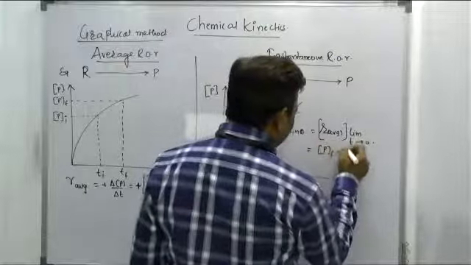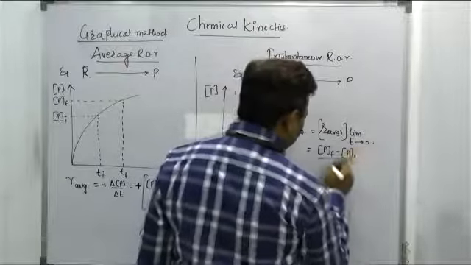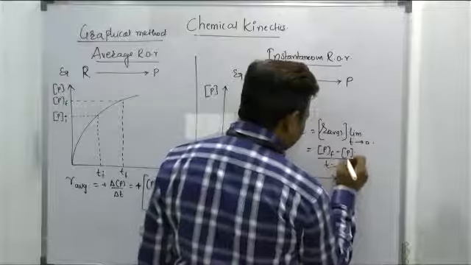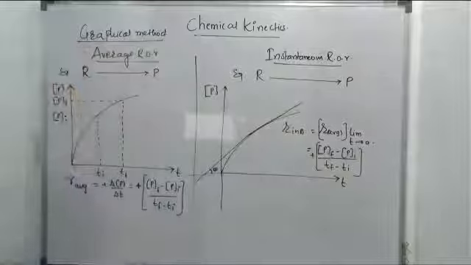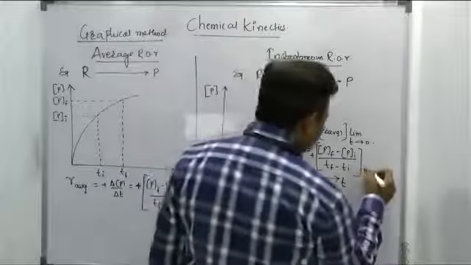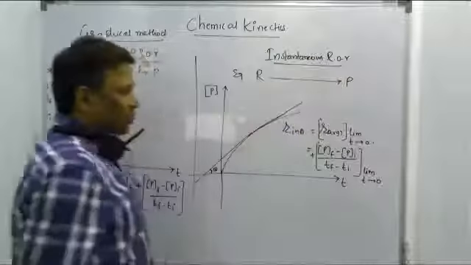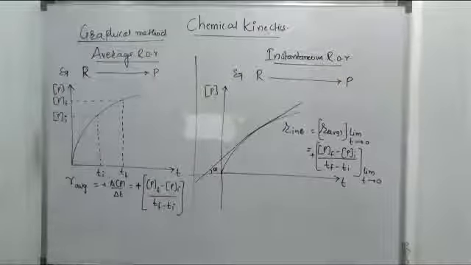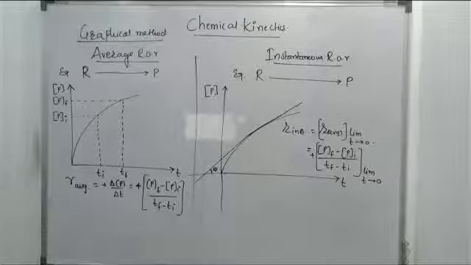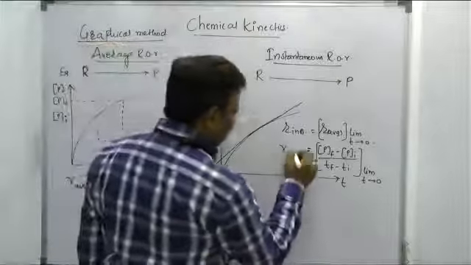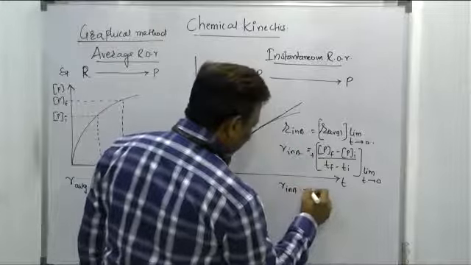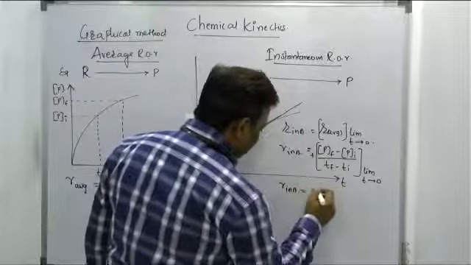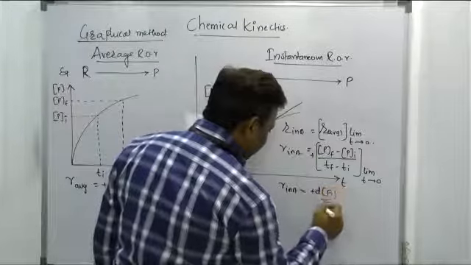Concentration of P final minus concentration of P initial by time Tf minus time Ti, and the whole value will become positive, right? In both the cases, limit t tends to 0. Now solve it. By solving, what are we going to get? Plus d concentration of P by dt. So R instantaneous is equal to plus d concentration of P by dt.